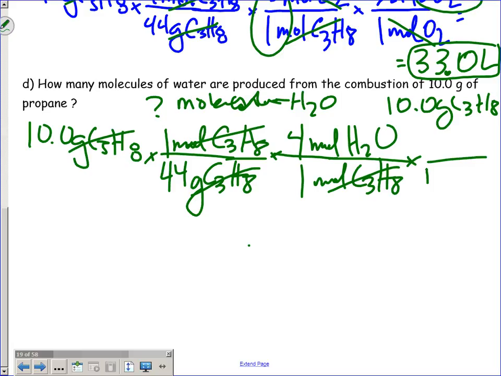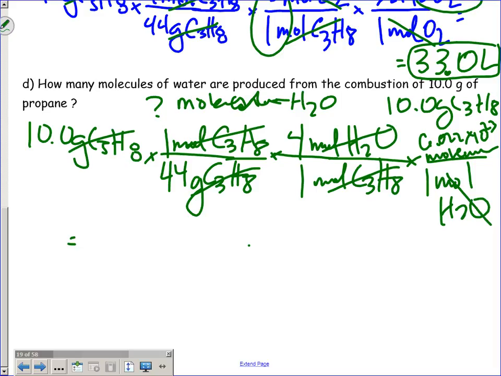We know that. 1 mole of water contains 6.022 times 10 to the 23rd molecules of water. Okay, and then moles of water cancel. And whenever you get there is your calculated value. What is that, by the way?